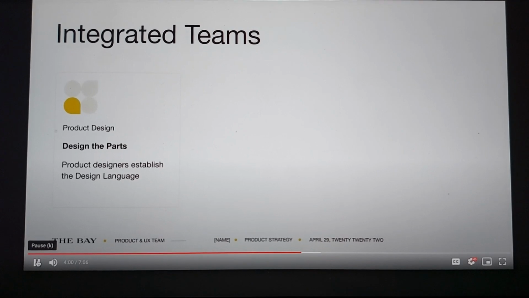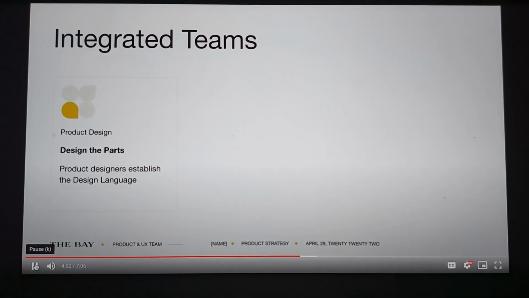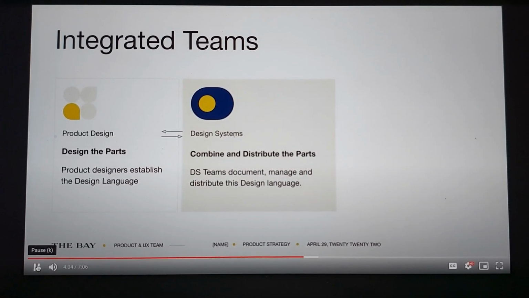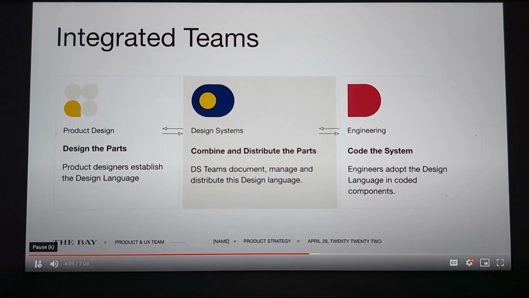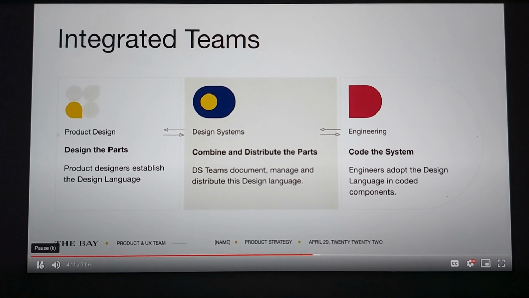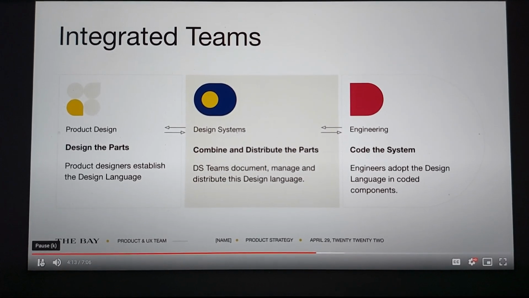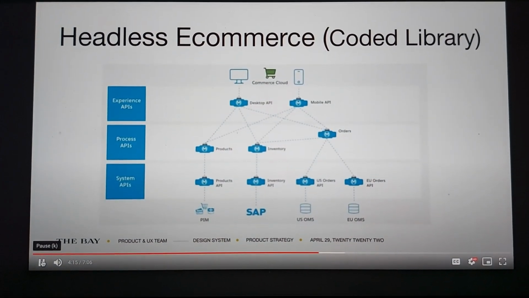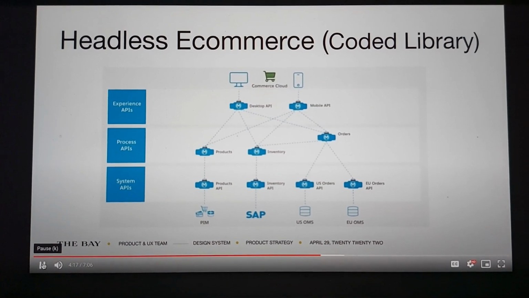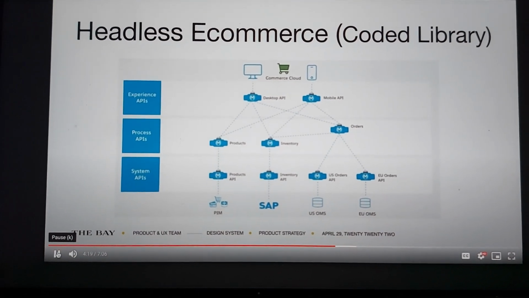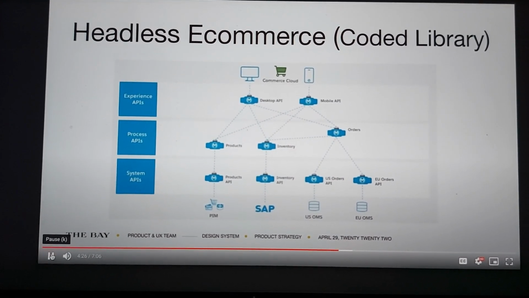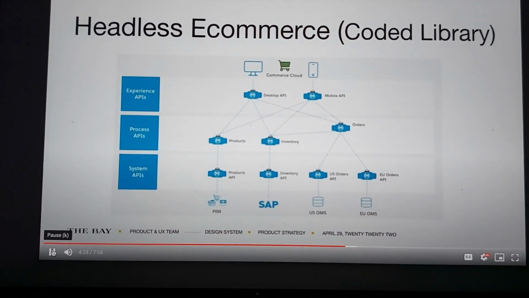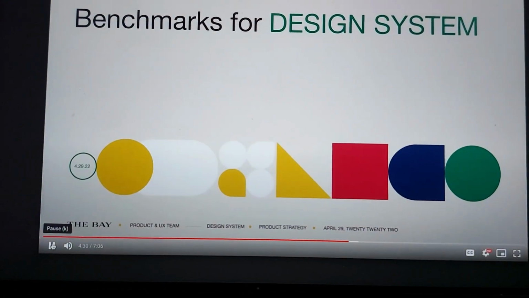Areas of opportunity. We definitely see an integrated strategy between product design, design systems, and engineering. The product design team designs the parts, we combine them and distribute them, and the engineering team codes them. Also, the headless e-commerce idea is really exciting as well, that we get to separate the visual layer from the back-end business layer, and we get to craft that, which is a really exciting opportunity.